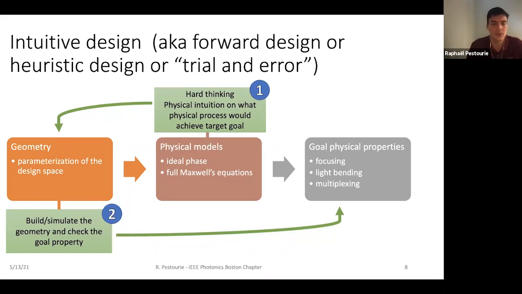So you build a model, you try to get a design. So that's your step one, and then you try to get a design out of it, and then you need to, of course, validate it, build it, simulate it, so that you can check that it's actually doing your target goal.